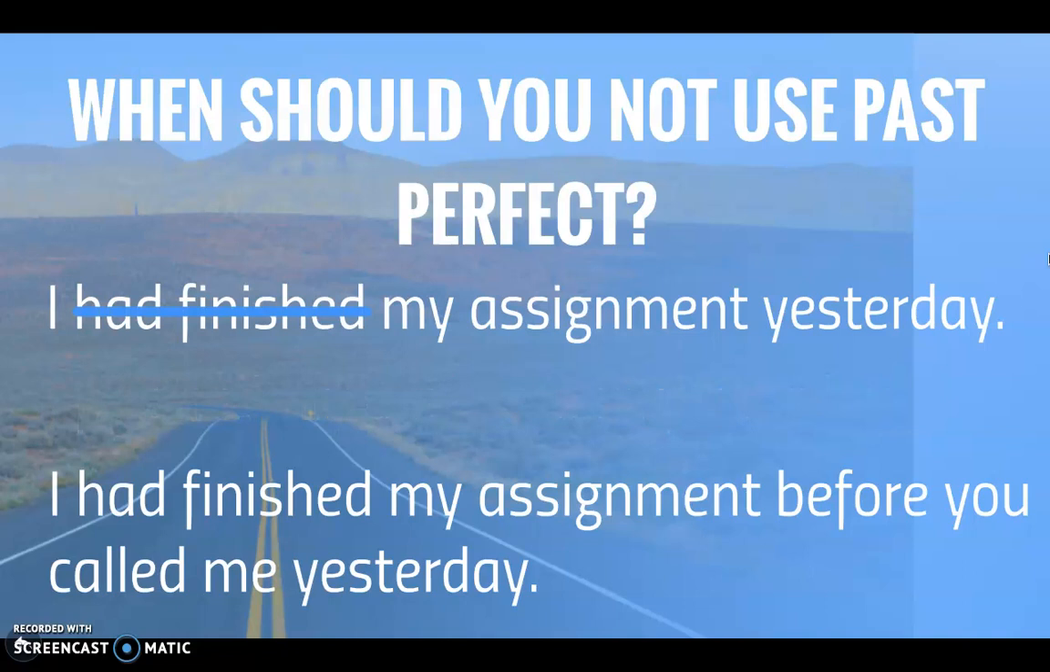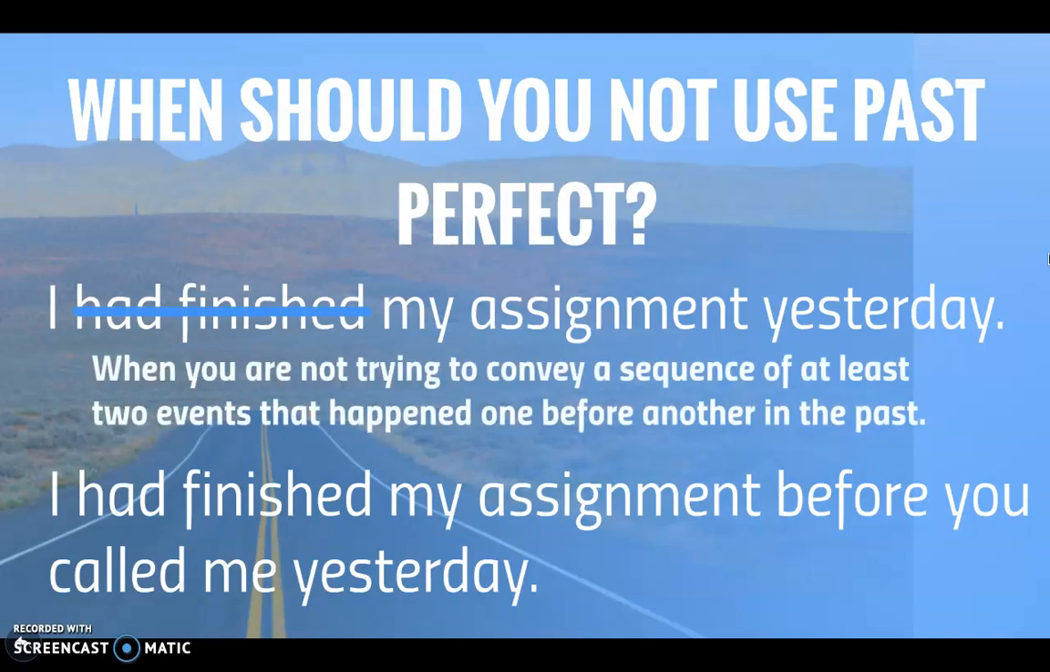And therefore, the conclusion would be that you do not use the past perfect when you don't have at least two events that happened one before the other in the past. In the first sentence, there is only one event, and that one happened yesterday, not before it. In the second sentence, you've got two events, so that's where it's worth thinking about which one happened first. And if it's relevant, use the past perfect, just as you can see on the screen.